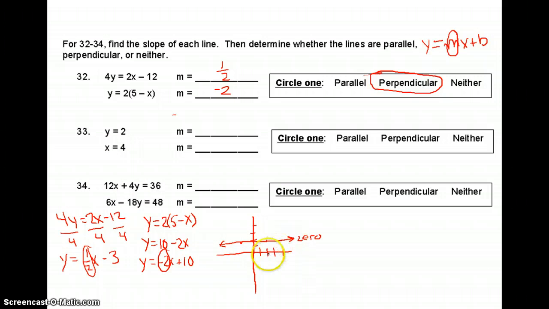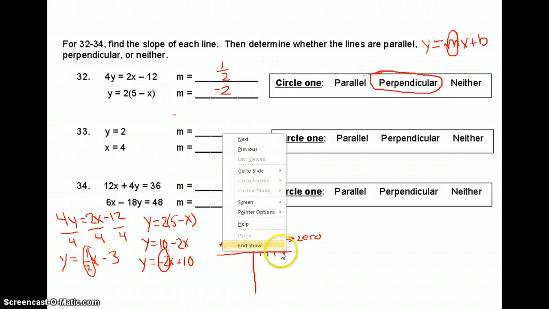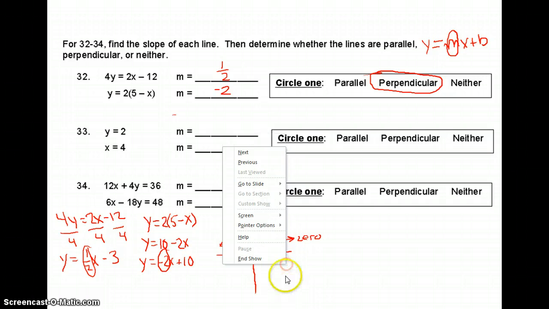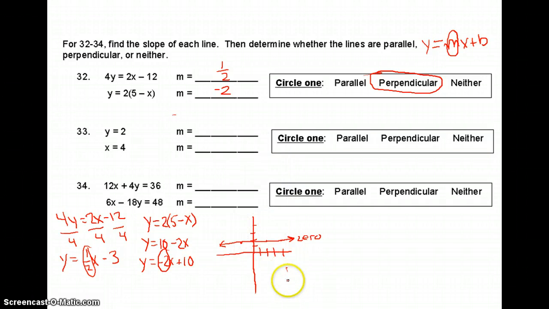This next one, x equals 4. If x equals 4, x is going to equal 4 on this line, on this line, on this line. So x is always going to equal 4. So this line is going to go like this. And that line is undefined. Well, if one of these is horizontal and one is vertical, we know they're going to be perpendicular. So y equals 2, slope is 0. X equals 4, slope is undefined.